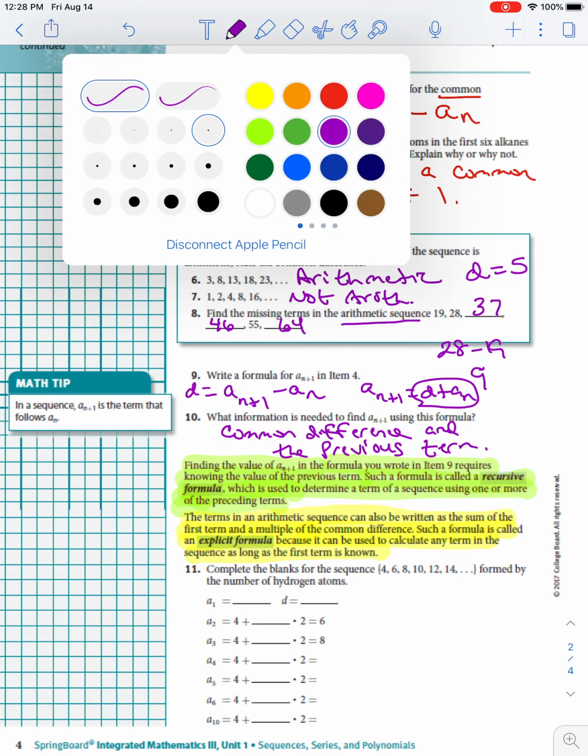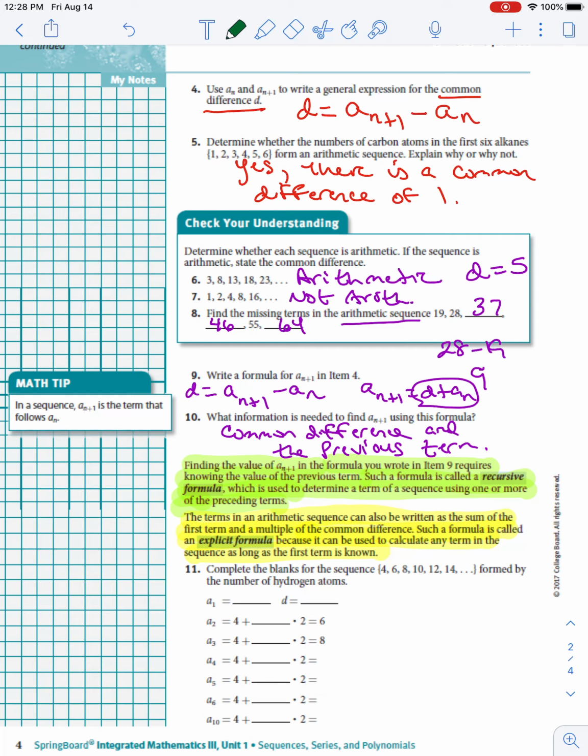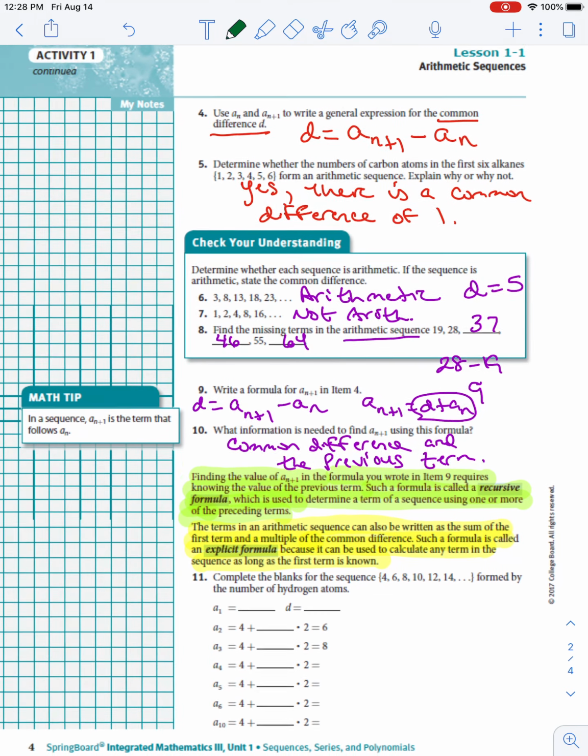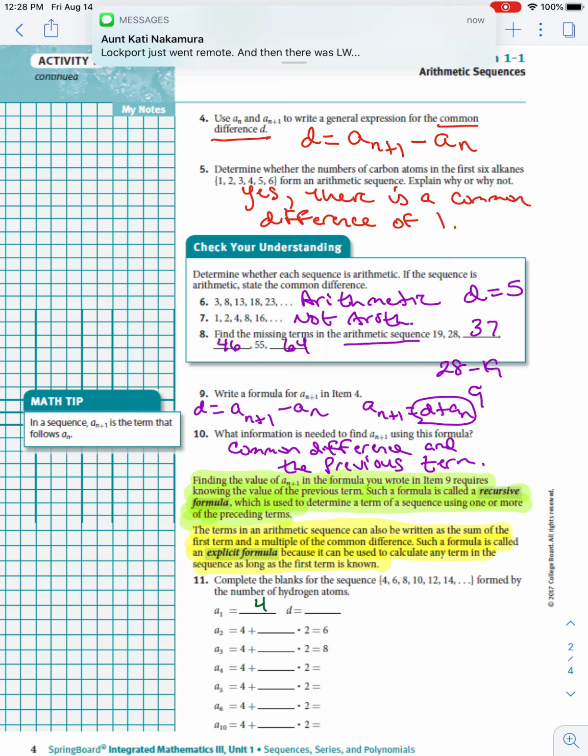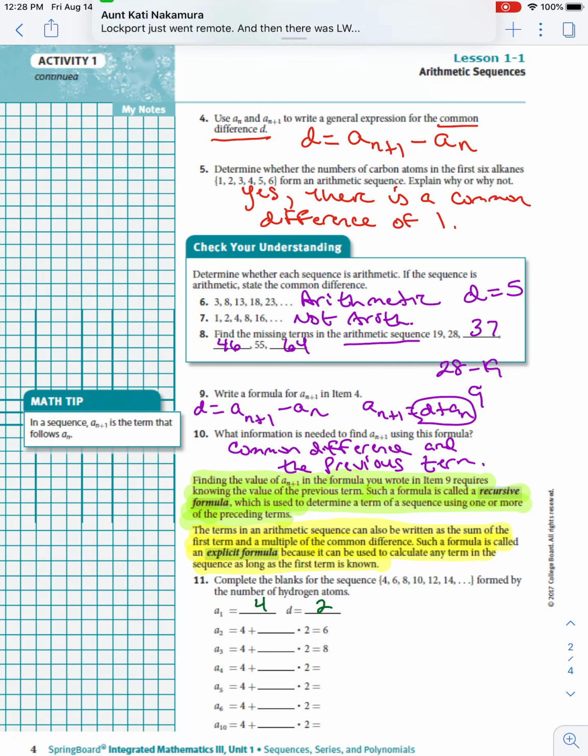All right, let's change color again. We'll go to green, how about? So complete the blanks for the sequence here. What we're going to do is look at a sub 1, which we know, that's our first term, 4. Common difference, we already figured out as well. We know that's 2. Okay, now to get the second term, we need that first term, and we're going to add to it just 1 times 2. Because 1 times 2 is 2, plus 4 is 6. Remember, order of operations, you've got to do the multiply first. So if I want a sub 3, I'm going to do 4 plus 2 times 2. And so on.